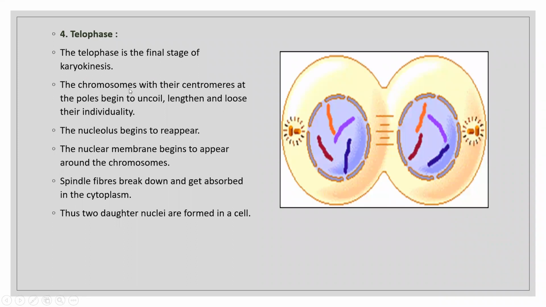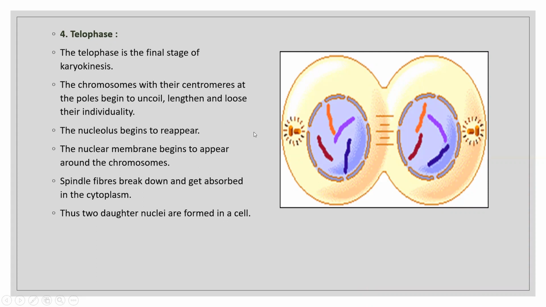Next stage, the last stage is telophase. The telophase is the final stage of karyokinesis. As I said, it is the last stage taking place in the nuclear division. Nuclear division is called karyokinesis. The chromosomes with their centromeres at the poles begin to uncoil, lengthen, and lose their individuality.